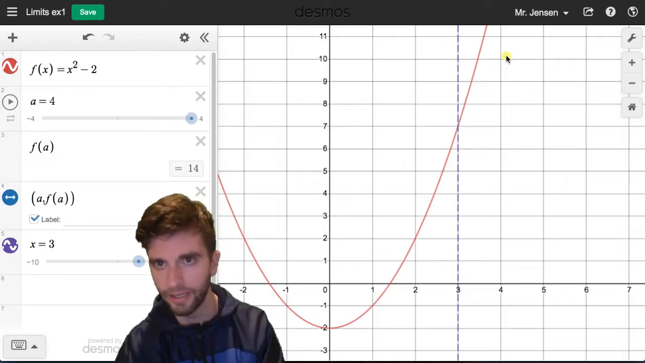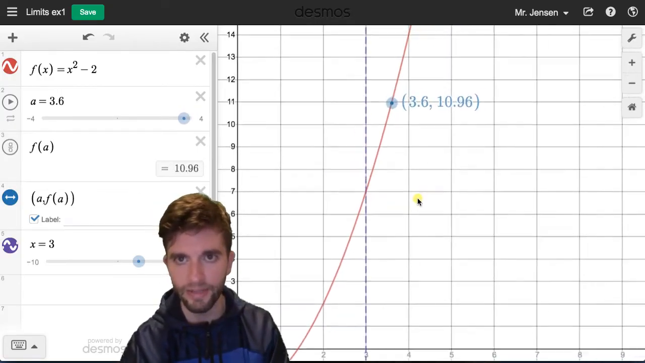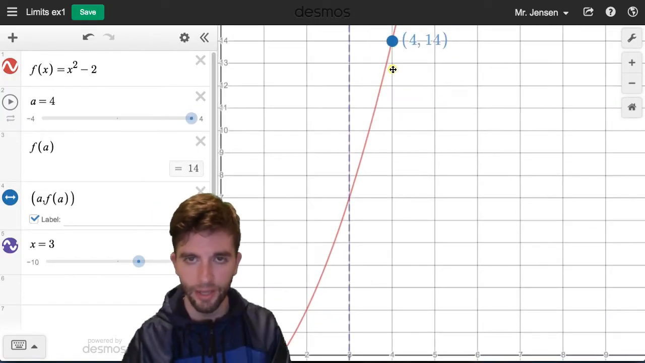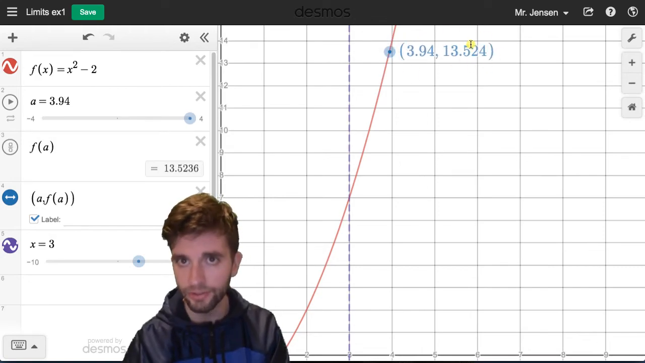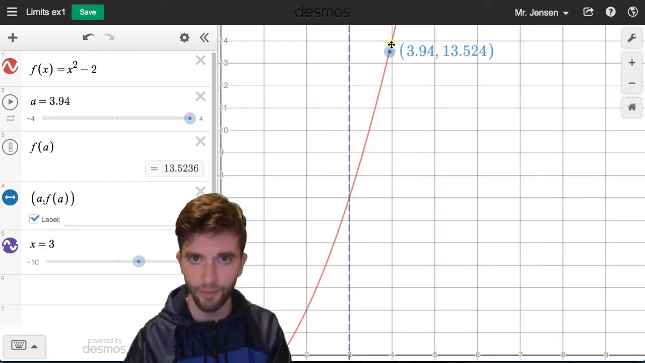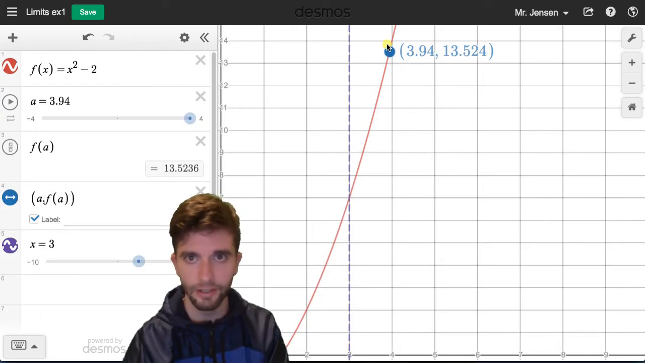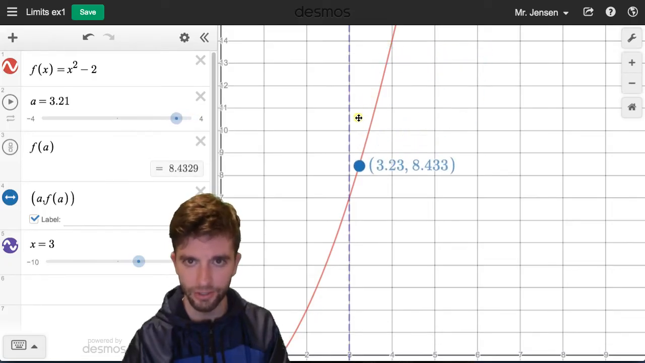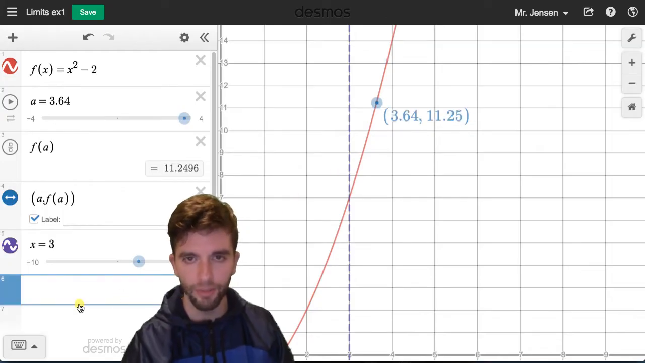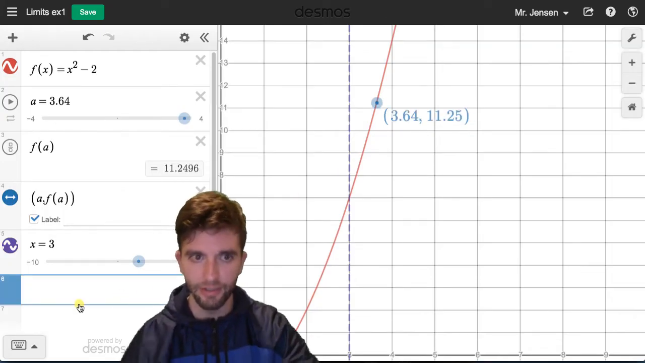How about from the right side? So let me bring this point to the right side of 3. So if we find the limit of the x squared minus 2 values, so the y values, as x approaches 3 from the right side of 3, as this x value gets closer to 3, what's happening to the y values? What are the y values getting close to? It looks like they're also getting closer and closer to 7. Right? From either side, we're approaching the point 3, 7.